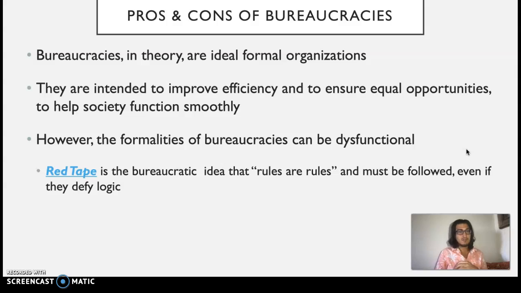Red tape refers to the bureaucratic idea that rules are rules and they must be followed. If they're written down, if they're in the employee handbook, if they're in the rule book, they need to be followed, even if they make no frickin' sense. Even if they are completely asinine.